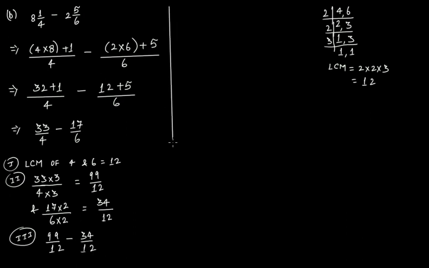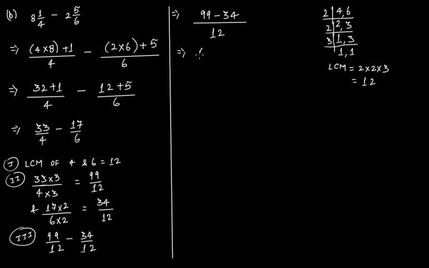I'm writing it now here. So what you get, if you take the denominator, that is 12, is 99 minus 34. This means you'll get what? 65. So 65 over 12. This is the answer for this one.